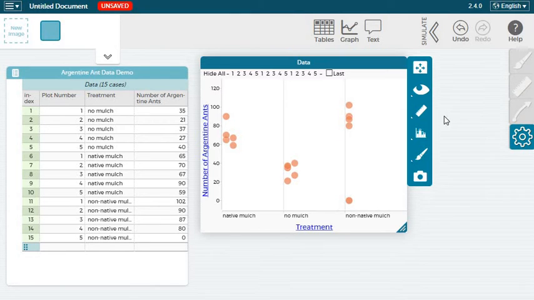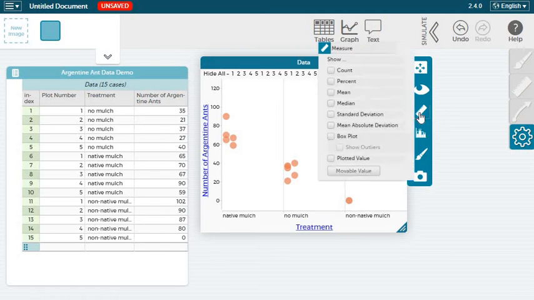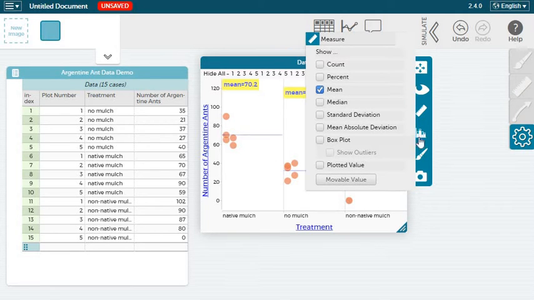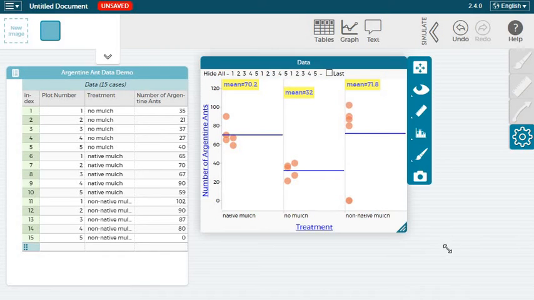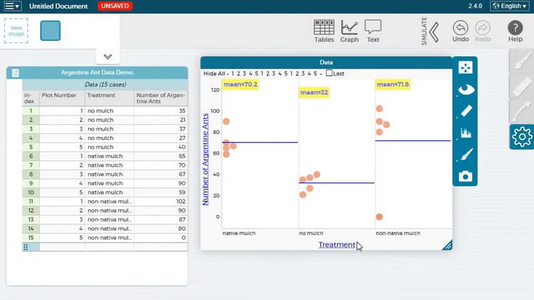add a mean to our data. So I'll go ahead and hit here, select mean, and this adds an average. So it adds up all of our data points and divides it by the number of data points. And now we can get a general idea of how high or low each of our Argentine ant abundance was.